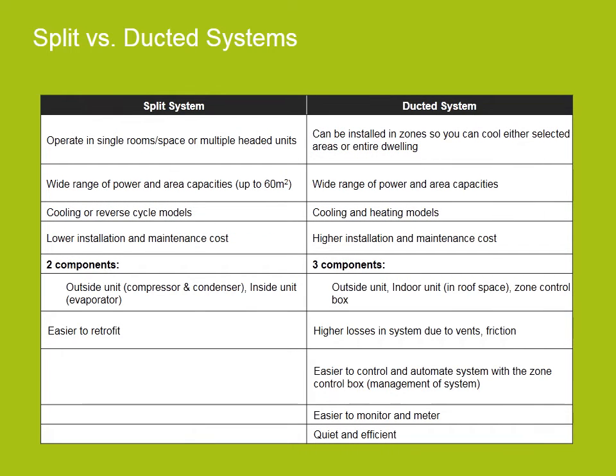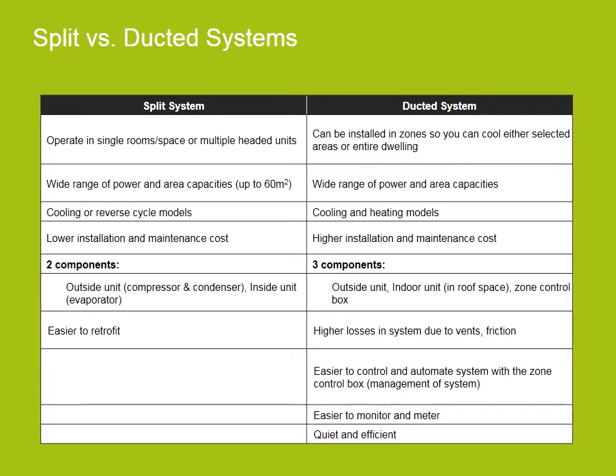Split and ducted systems are by far the most commonly used air conditioning systems in Australia, particularly at the residential and SME scale. It can be tricky to determine which system is best for each application, but this table lists a few of the major pros and cons for each. Notably, split systems are usually installed to operate in single rooms or small spaces, however they can be installed with multiple head units to take advantage of several small spaces.